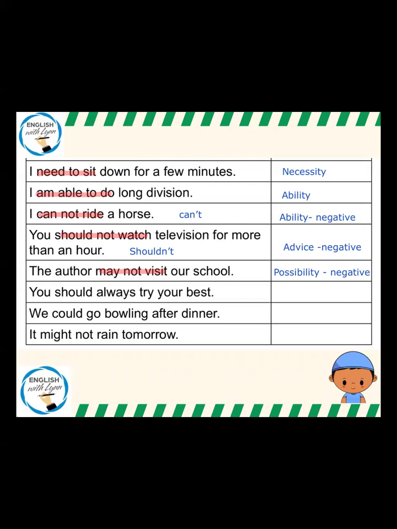Then the next one here, "you should always try your best." My modal verb is should, and then always is how often, but try is the main verb within this. So should try, and the always is the adverb in it, sort of how you should try or when you should try. This part here is giving advice.